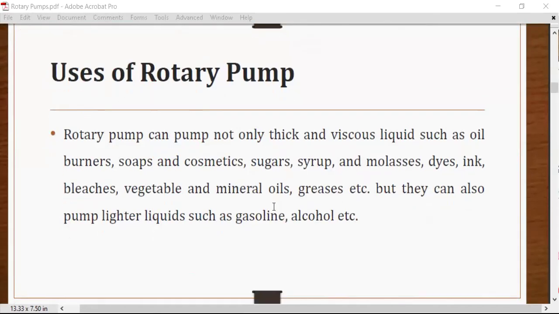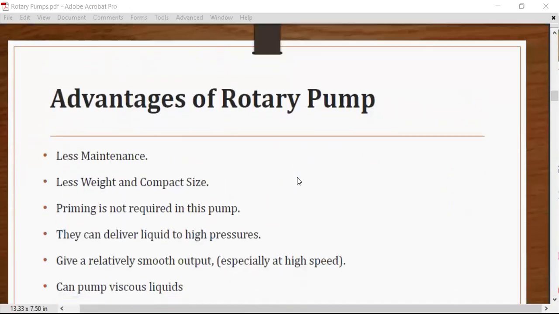Following are the uses of the rotary pumps. Rotary pumps can pump not only thick and viscous liquids such as oils, burners, soaps, and cosmetics, sugar, syrups, and molasses, dye, inks, bleaches, vegetable and mineral oils, greases, etc. But they can also pump lighter liquids such as gasoline, alcohol, etc.